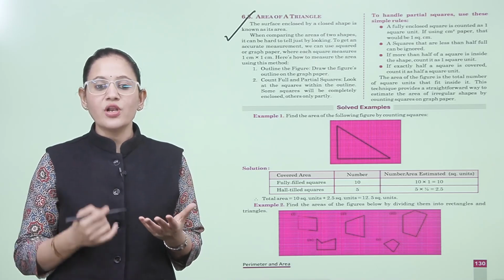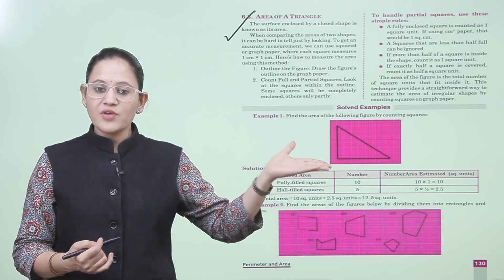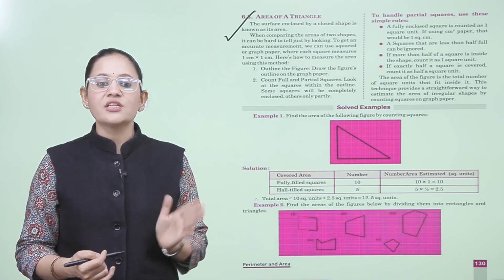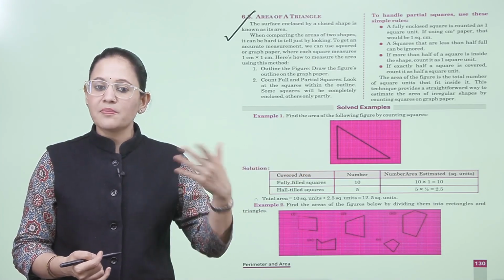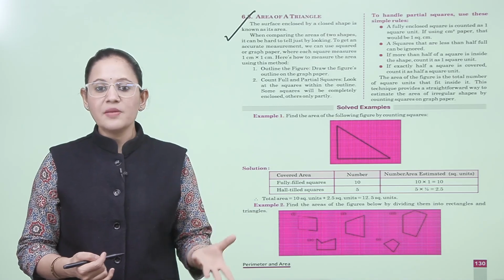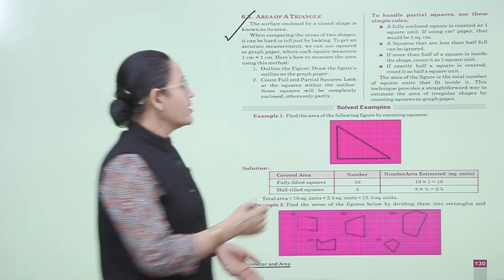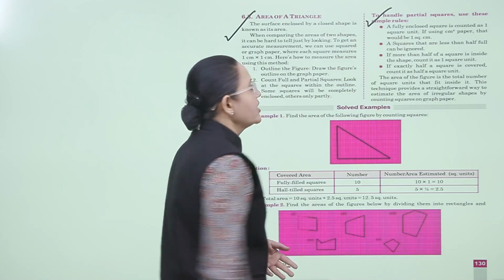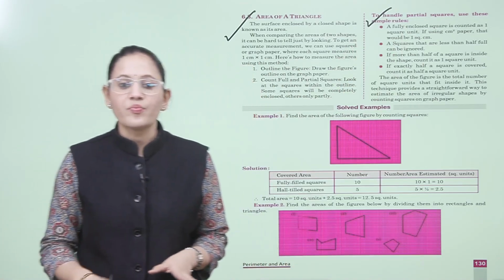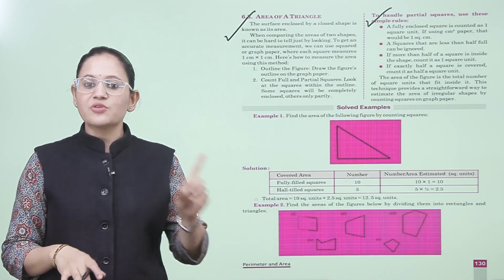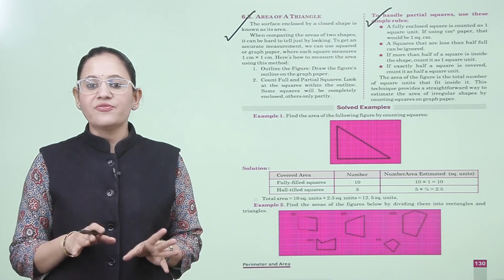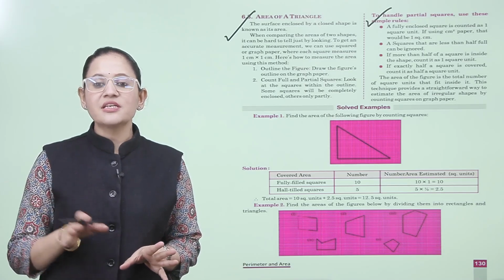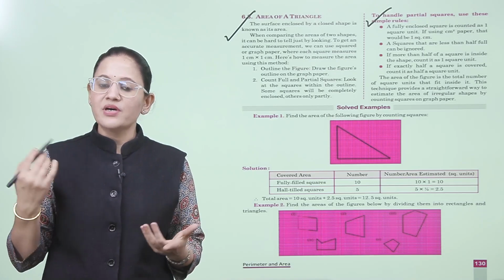Now we'll count the full and the partial squares. Like we have done earlier, look at the squares within the outline. Some squares will be completely enclosed, others only partially. Clear? To handle partial squares, use this simple rule. A fully enclosed square is counted as 1 square unit. If using centimeter square paper, that would be 1 square centimeter.